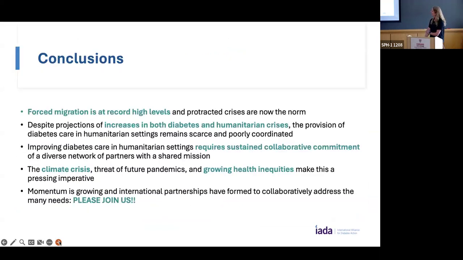So that is it. So just to conclude, forced migration is at record high levels and only projected to get worse over the coming years. Protracted crises are the norm. And despite these projections of steep increases in both diabetes and humanitarian crises, the provision of diabetes care is not routinely included in humanitarian responses. And to address this requires sustained collaborative commitment of a diverse network of partners with a shared mission. And just the global trends make this a pressing imperative.